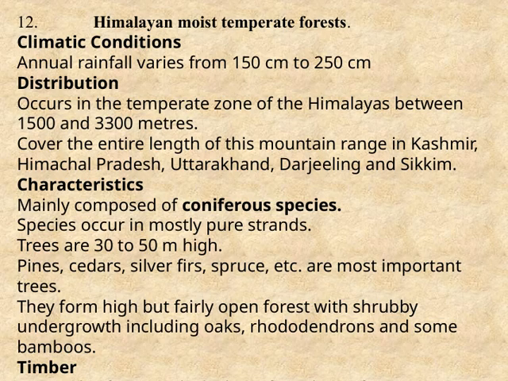The dominant trees include pines, cedars, silver firs, and spruces. These trees form high, yet fairly open forests, with a shrubby undergrowth that includes oaks, rhododendrons, and even some bamboos. This forest type is also valuable for timber. The wood from these trees is of high quality and is widely used for construction, making timber and railway sleepers.